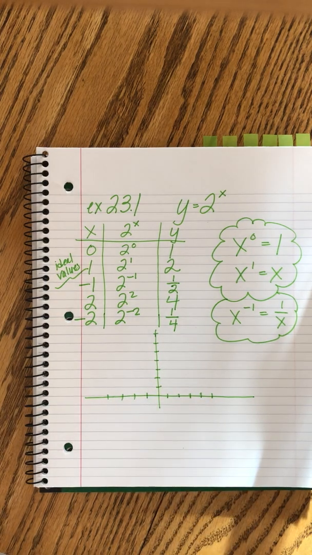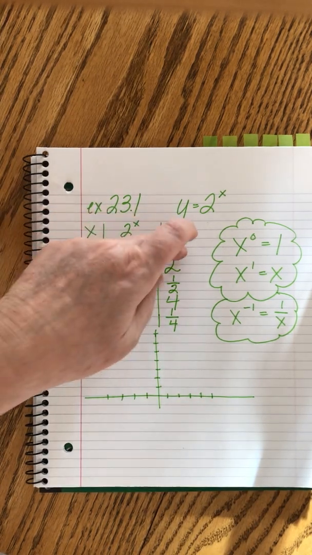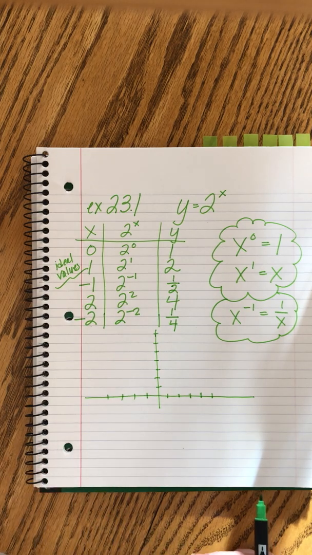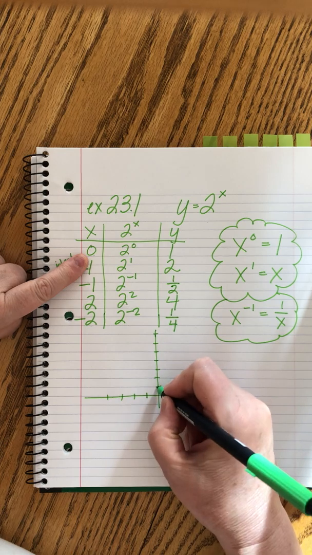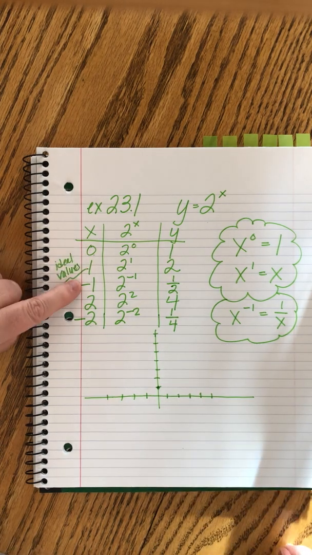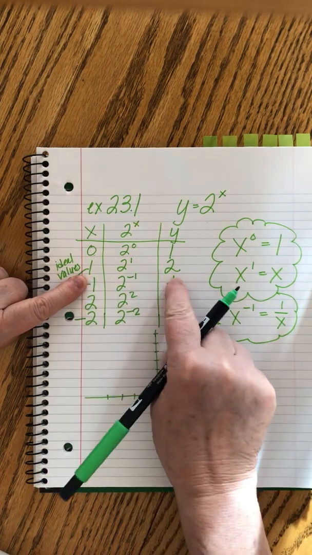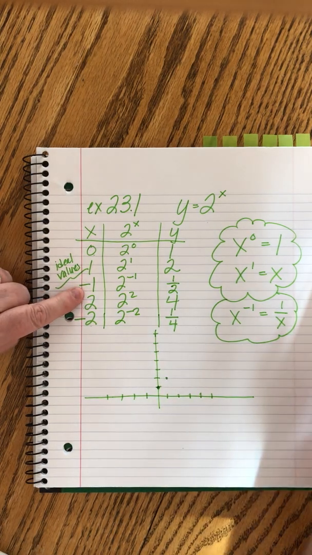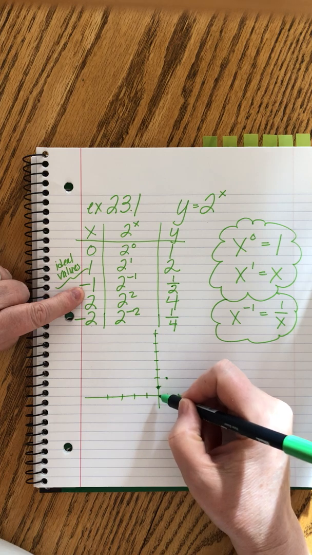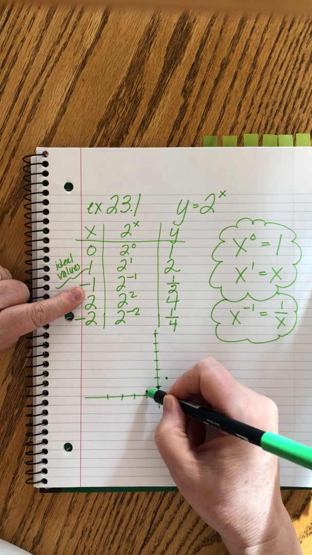And now let's plug in these variables. We have the x and the y. We'll just match those and graph them and see what we get. 0 and 1. That's that point. 1 and 2. Minus 1 and 1/2. Okay, that's kind of hard to graph, but minus 1 and 1/2.